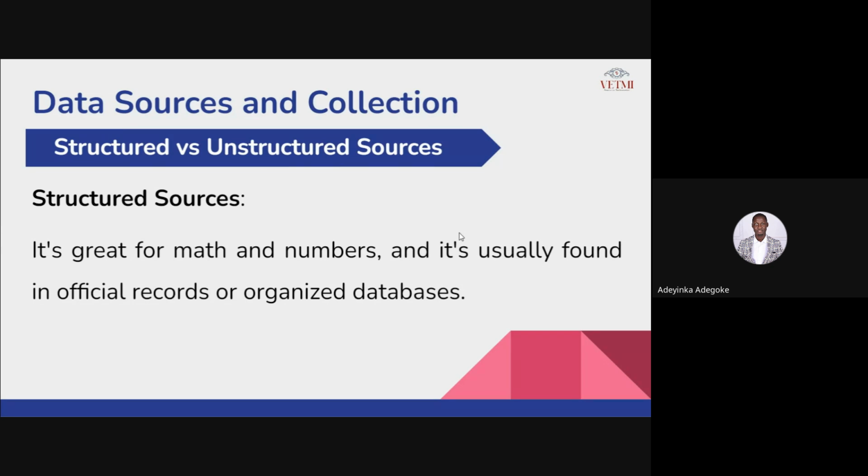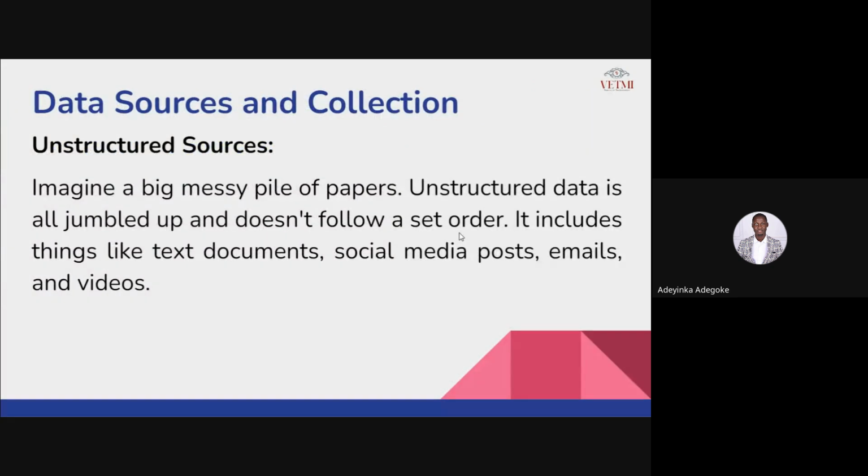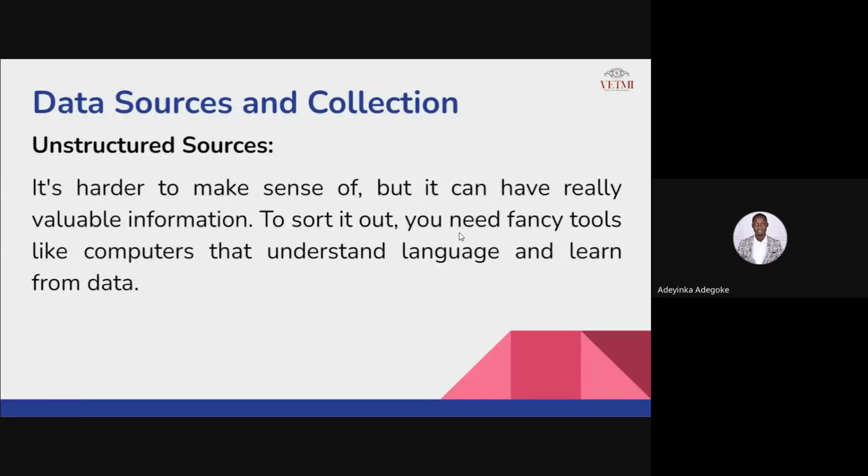The structured source is great for maths and numbers, and it's usually found in official records or organized databases. While for the unstructured sources, imagine a big messy pile of papers. Unstructured data is all jumbled up and doesn't follow a set order. It includes things like text documents, social media posts, emails, and videos. It's harder to make sense of, but it can have really valuable information.